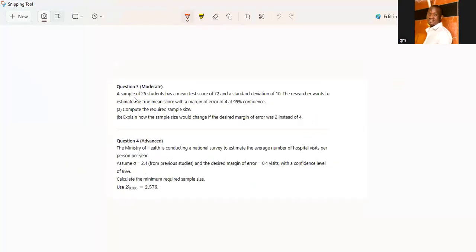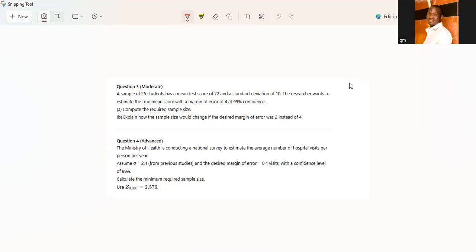A sample of 25 students has a mean of 75 and a standard deviation of 10. The researcher wants to estimate the true score with a margin of error of 4 at 5%. Compute the sample size. Then how will the sample size change if the desired margin of error was 2 instead of 4? Here you are estimating the changes in error and how it affects sample size.